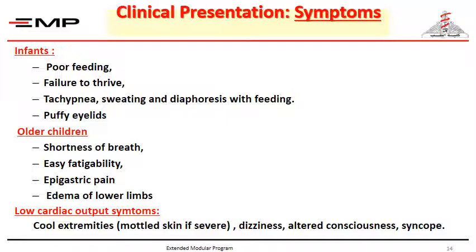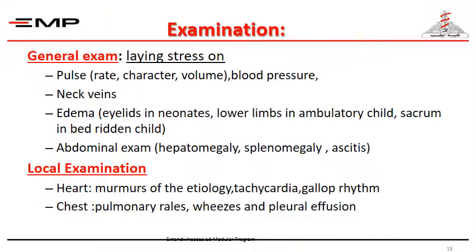Easy fatigability, she says that he easily tires. There might be epigastric pain or even vomiting, and edema of the lower limbs. Sometimes, if the patient is lying down, the edema is not in the lower limbs, it is in the sacrum. Low cardiac output symptoms in these patients might include cold extremities, reaching mottled skin if severe, dizziness, altered consciousness, and up to syncope in severe cases.